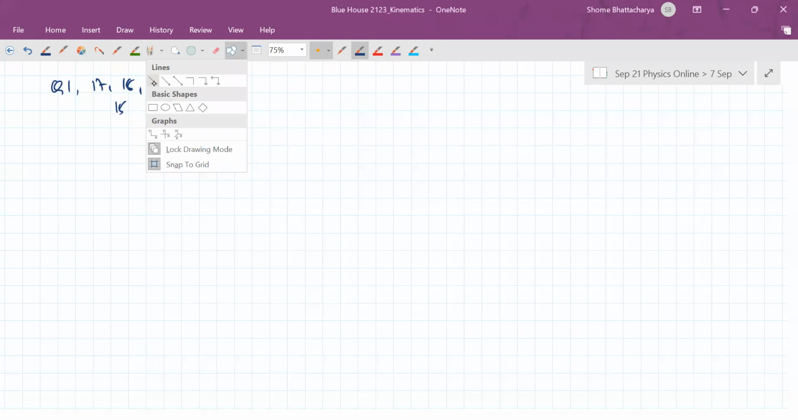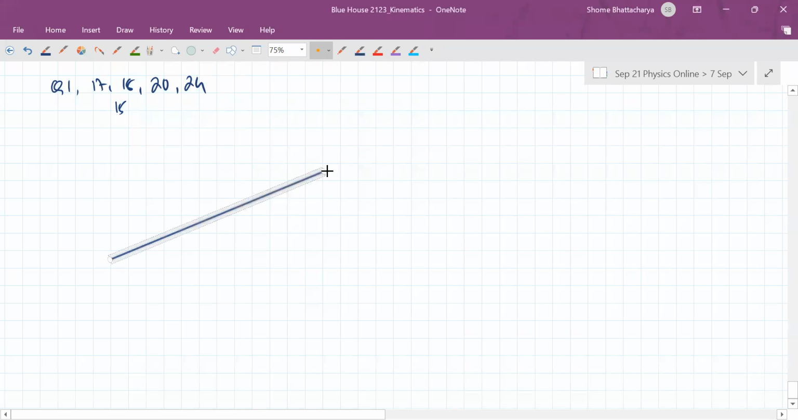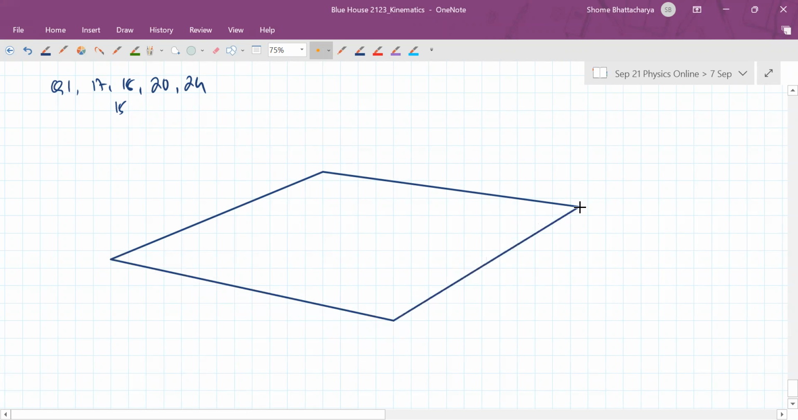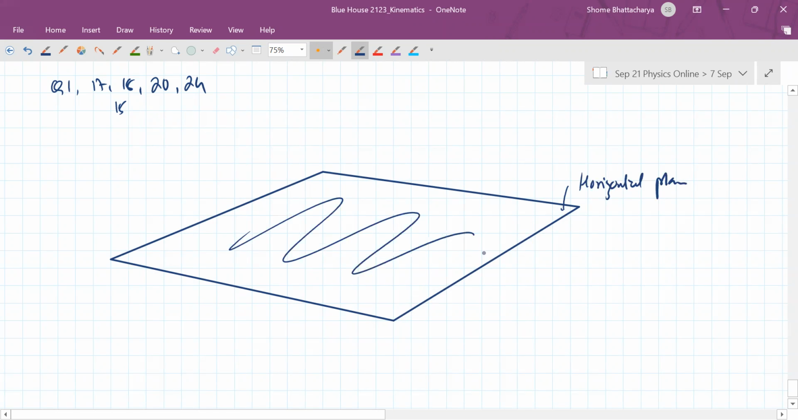Generally, the thing that people get confused with is north direction and vertical direction, wrongly assuming that they are the same thing. That's not the case. Let's say this is a horizontal plane.